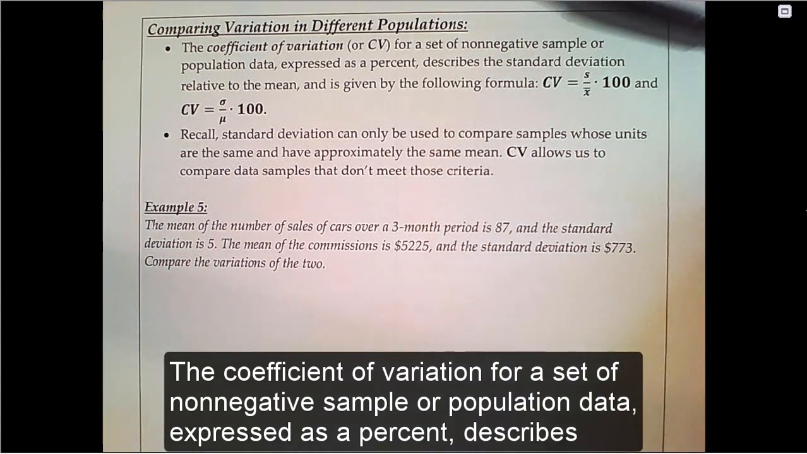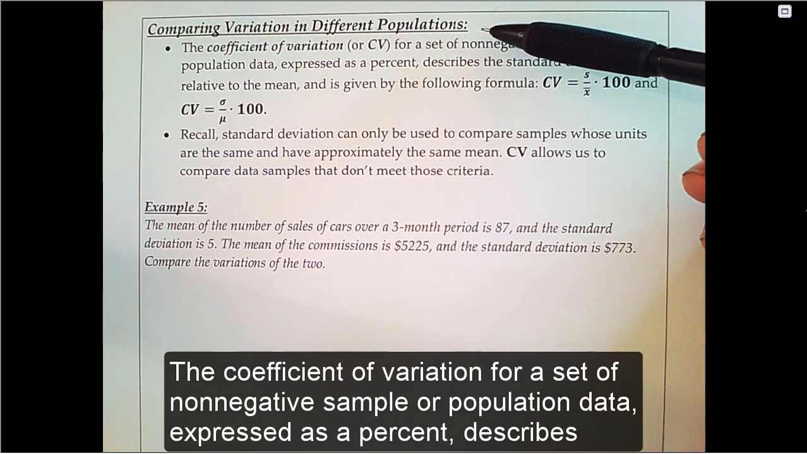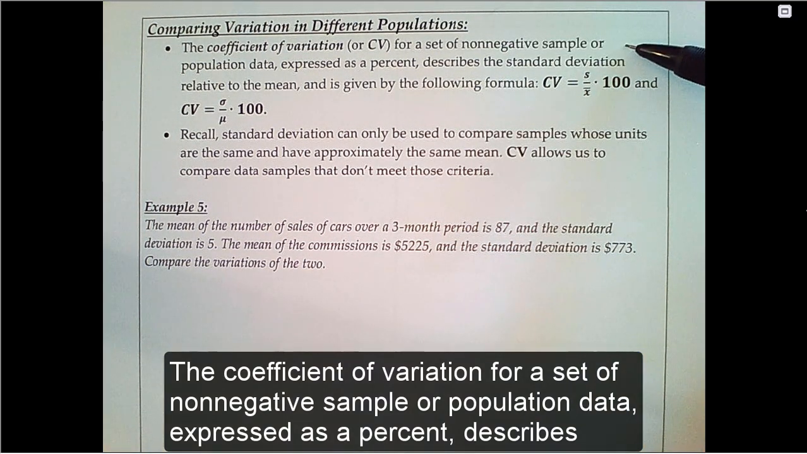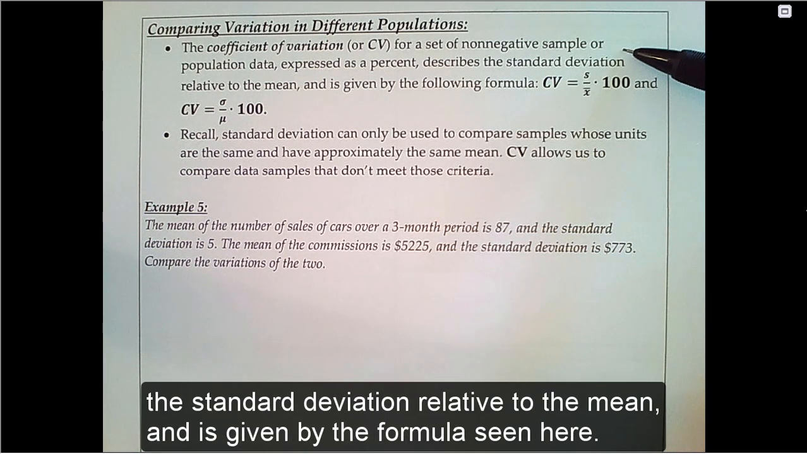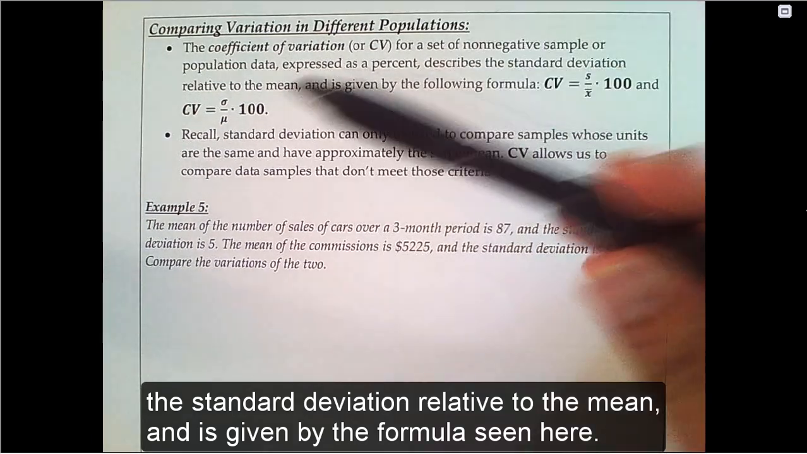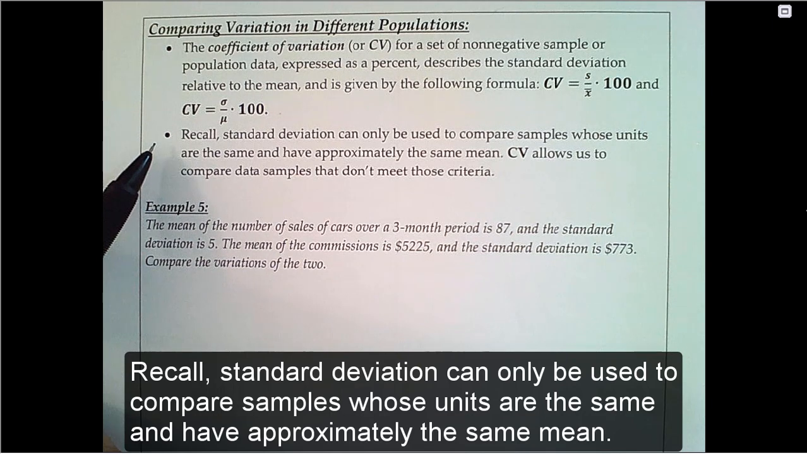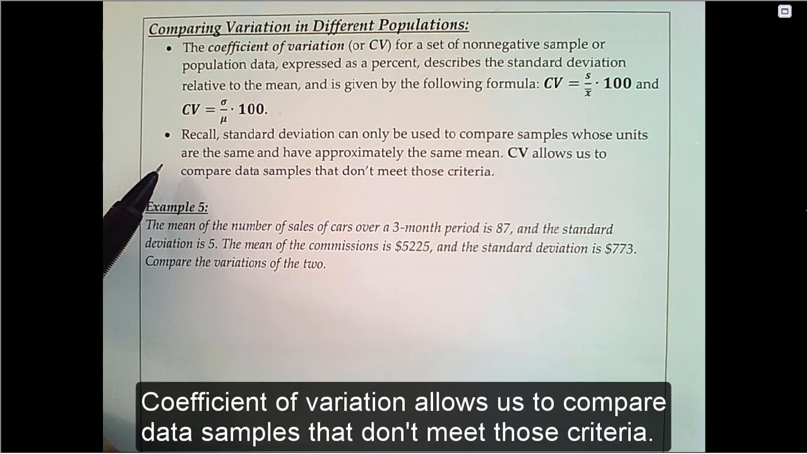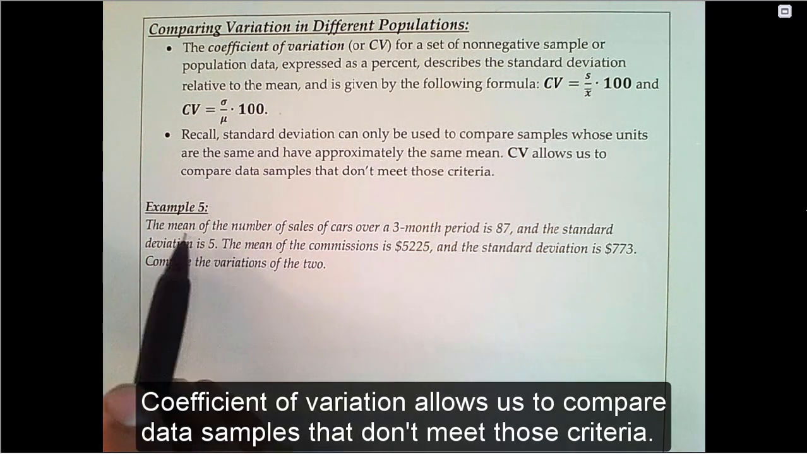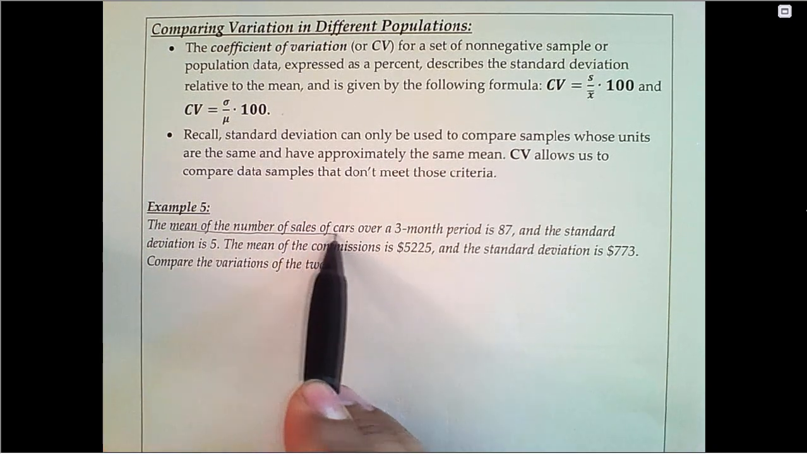The coefficient of variation for a set of non-negative sample or population data expressed as a percent describes the standard deviation relative to the mean and is given by the formula seen here. Recall, standard deviation can only be used to compare samples whose units are the same and have approximately the same mean. Coefficient of variation allows us to compare data samples that don't meet those criteria.